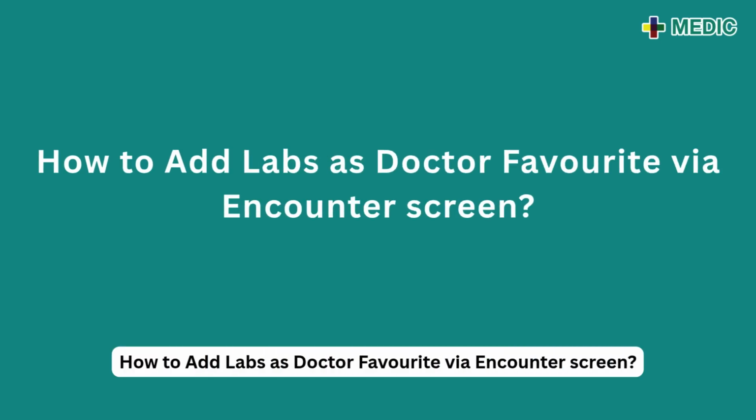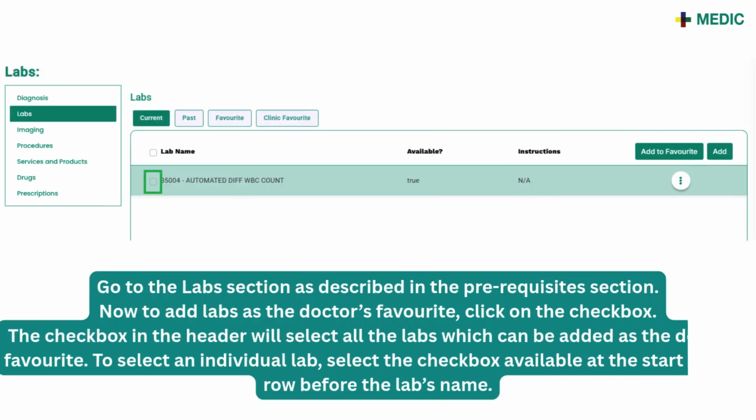How to add labs as doctor favorite via encounter screen. Go to the Lab section as described in the Prerequisites section. Now to add labs as the doctor's favorite, click on the checkbox. The checkbox in the header will select all the labs which can be added as the doctor's favorite. To select an individual lab, select the checkbox available at the start of each row before the lab's name.